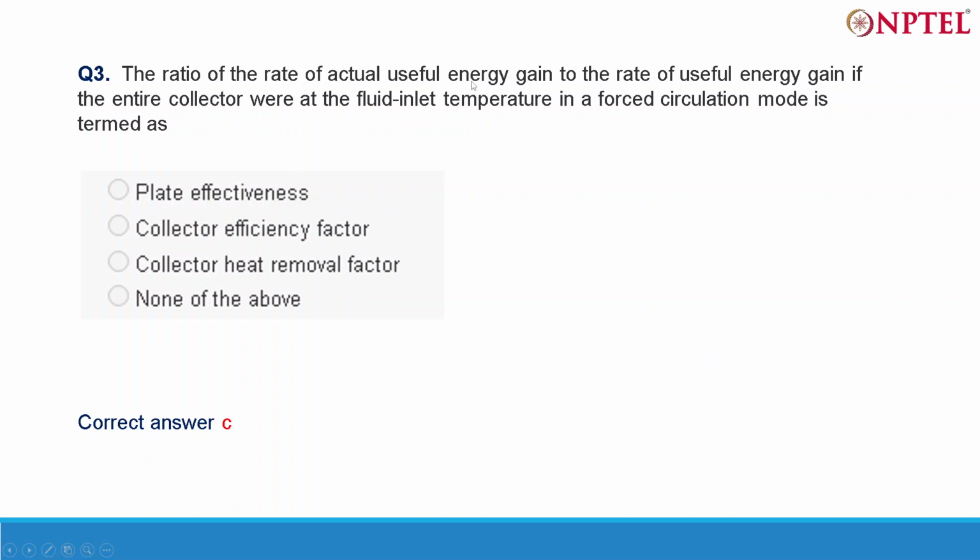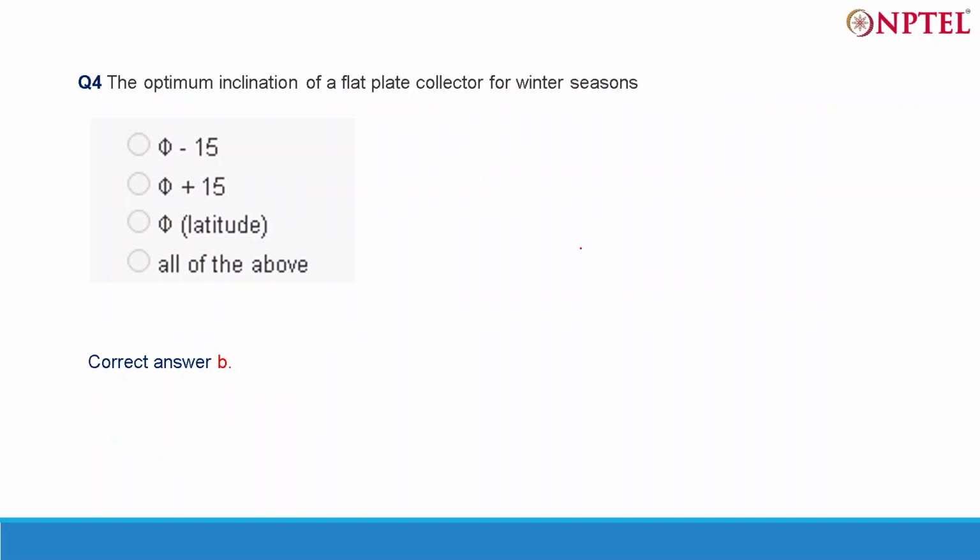So the ratio of actual useful energy gain to the rate of useful energy gain in the entire collector, where the fluid inlet temperature is in forced mode, is termed as... I think you guys remember this. This is called the collector heat removal factor. We actually discussed it a lot in the previous slides also, when I was discussing this heat removal factor.